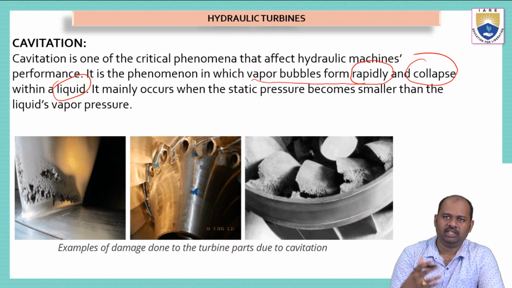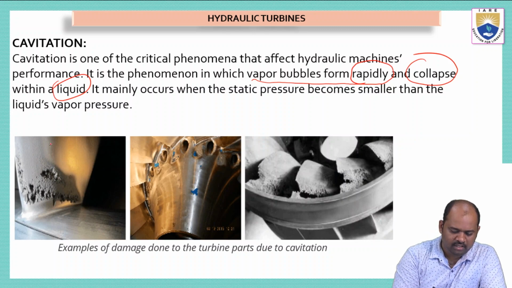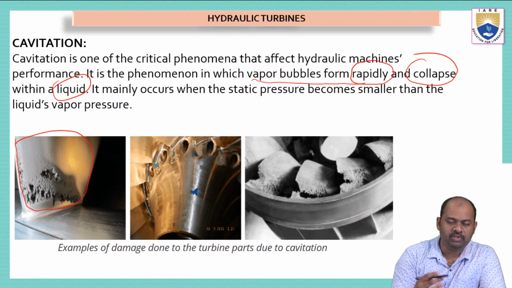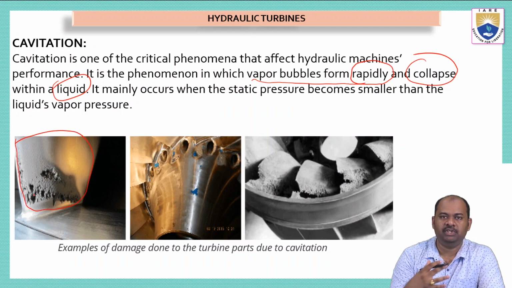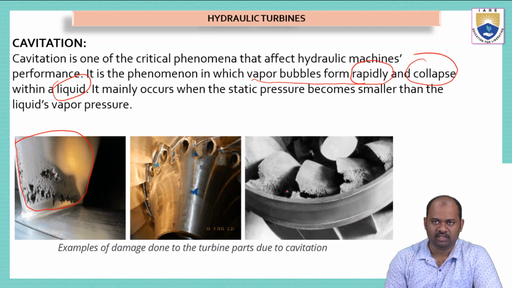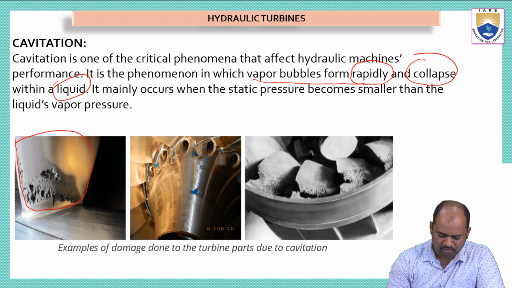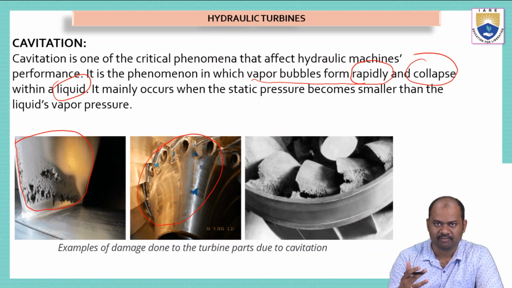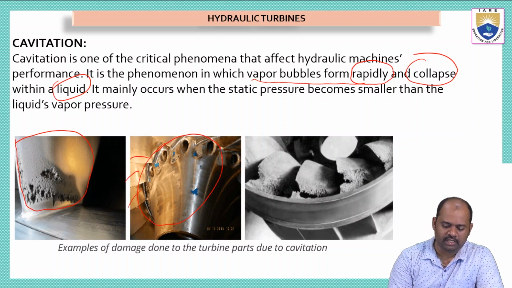This is a picture of a turbine vane on which we can see the surface has been completely damaged due to the formation of cavitation bubbles and their collapse. These are some examples where the turbine parts are damaged. Now here, this is a turbine shaft on which we have different vanes connected. These are all the vanes, and we can see the surface is damaged.